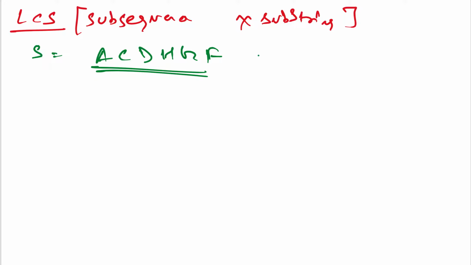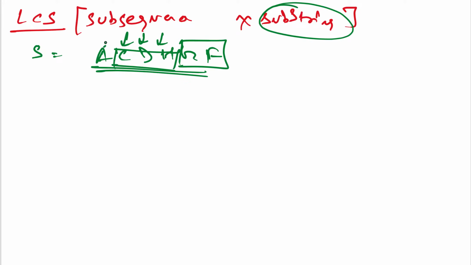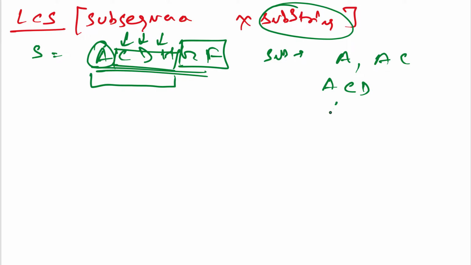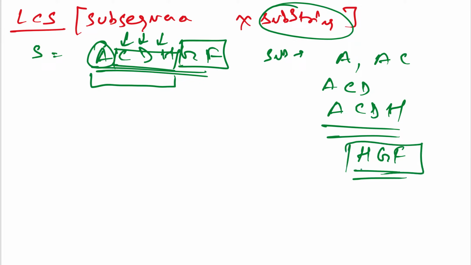This is a string. If we want to get a substring of this, we have to take the characters sequentially, consecutive characters. C, D, H is one of the substrings. G, F is one of the substrings. A is one of the substrings. A, C, D, H is one of the substrings. So substrings can be A, AC, ACD, ACDH, all those, or G, H, G, F. These are consecutive characters. So if we take consecutive characters from this string, that is a substring.